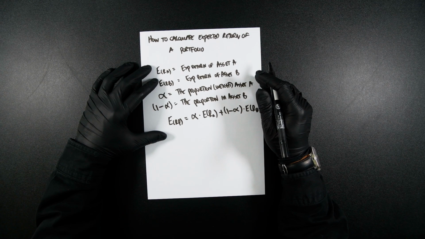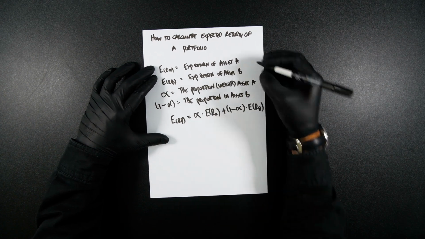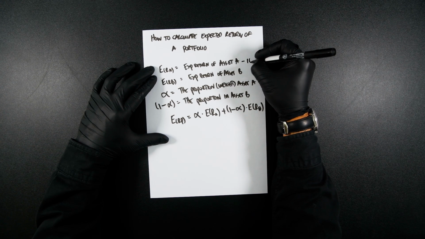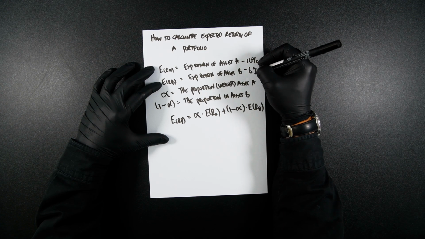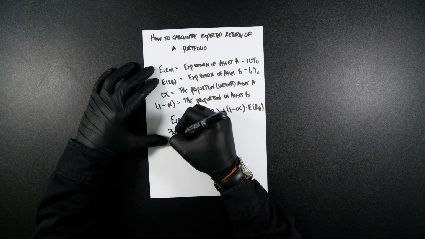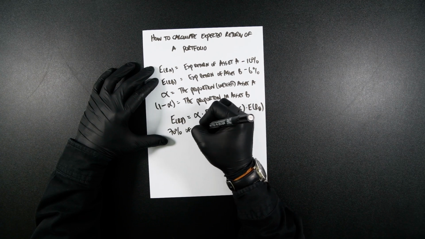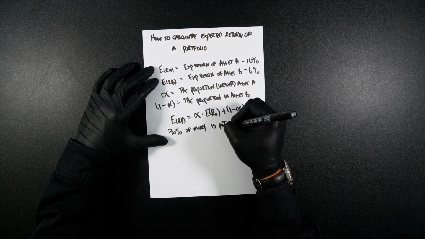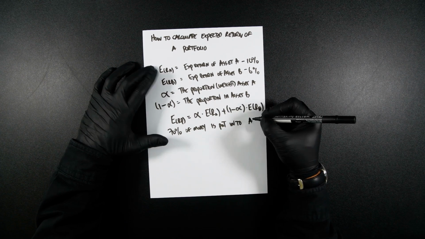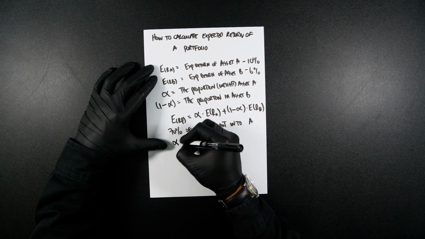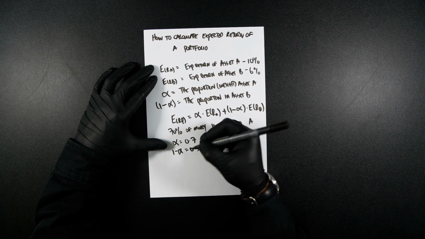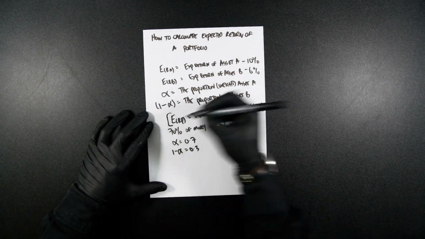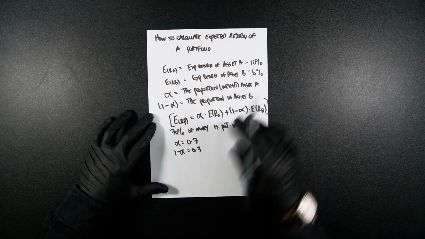So let's slap in a little example. Let's say that the return for A is going to be 10%. For B, it's going to be 6%. And 70% of your money is put into A. That means you know that this is 0.7 and 1 minus this is 0.3. So now we have everything we need to use this formula.